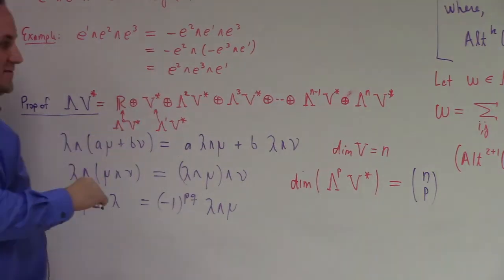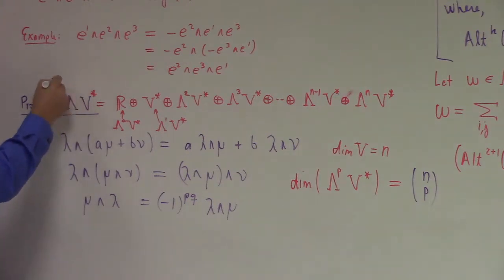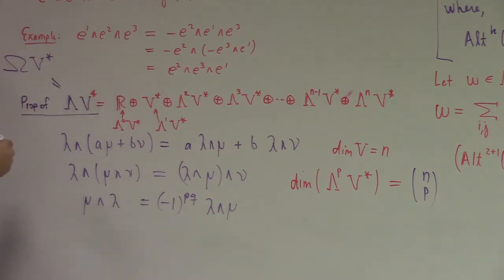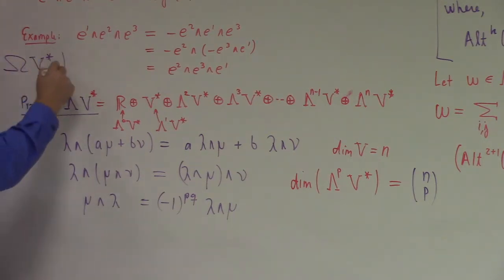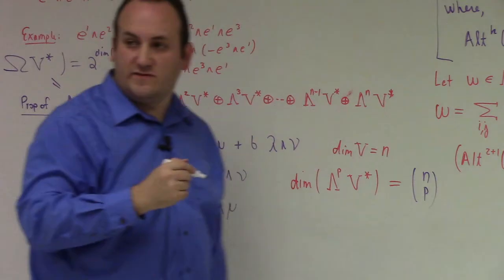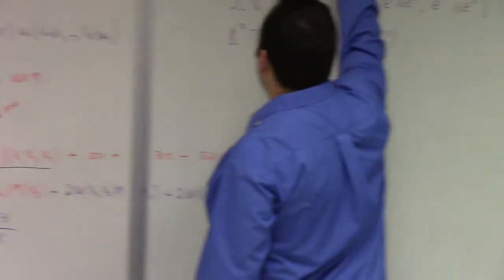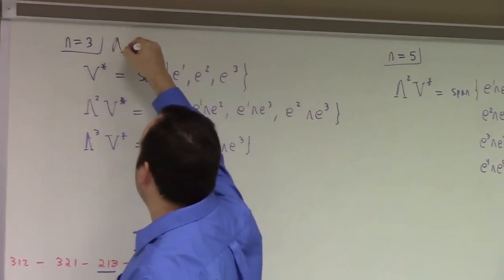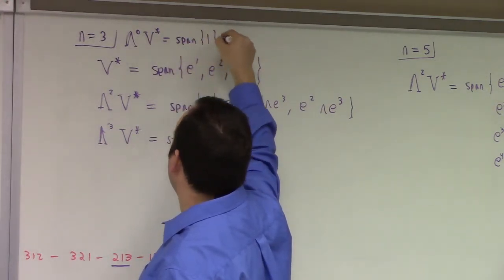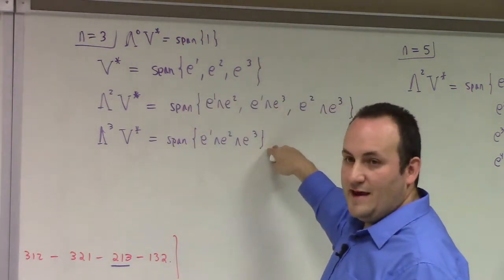And if you add them all together, some people would say that this is omega of V dual, so it's the total exterior algebra. The dimension of that is actually 2 to the dimension of V. That's what's generally true. So in 3 dimensions, the 0 forms are 1-dimensional, right? So above this you've got lambda 0 V dual, which just has basis 1. It's very boring. So you've got 1 plus 3 plus 3 plus 1, 8.